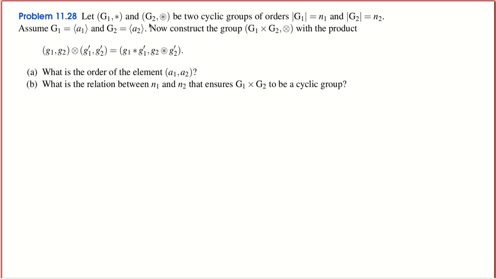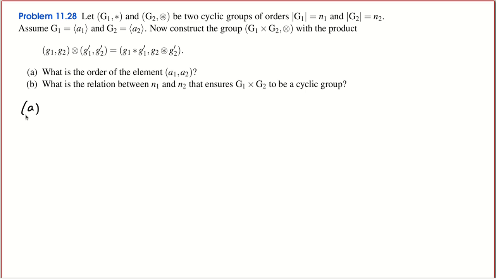Now we have to determine the order of this element. Remember, these are the two generators. So we take the ordered pair with the two generators, and we have to find what the order of this element is. And finally, we have to figure out what the relation between N1 and N2 must be so that this group is a cyclic group. So first question first.